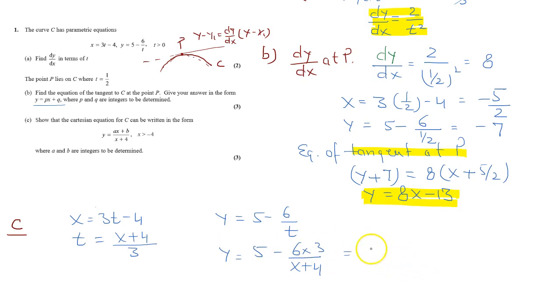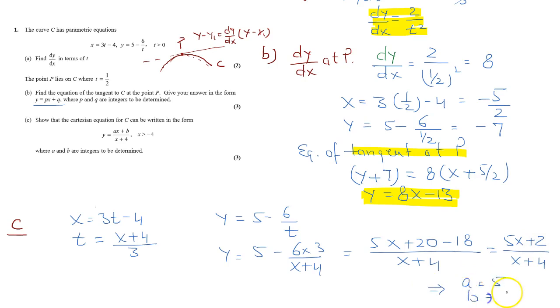Now multiplying this, we get 5x plus 20 minus 18 over x plus 4. So that will be equal to 5x plus 2 over x plus 4, where x is greater than minus 4. So here a is equal to 5 and b is equal to 2.